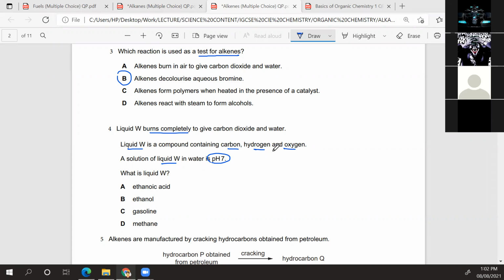Fourth one, liquid W burns completely to give carbon dioxide and water. Liquid W is a compound containing C, H, and O. A solution of liquid W in water is pH 7. What is liquid W? Liquid W is going to be ethanol, because the pH of ethanoic acid would be less than 7. Gasoline and methane have only carbon and hydrogen, so they do not fit under the category of C, H, and O.